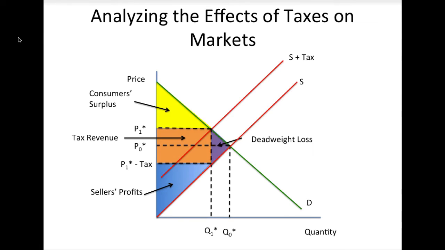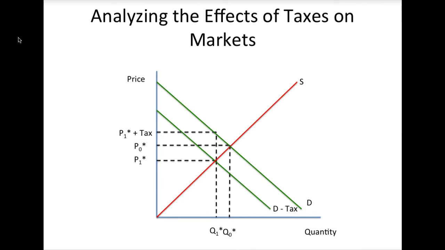However, there is one small triangle which no one is getting. These benefits are simply gone and are the result of the fact that some buyers and sellers are priced out of the market as a result of the tax. This loss is called the deadweight loss and is a measure of the inefficiency generated by the tax.